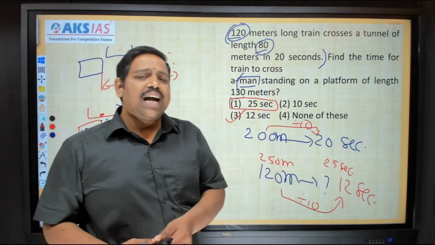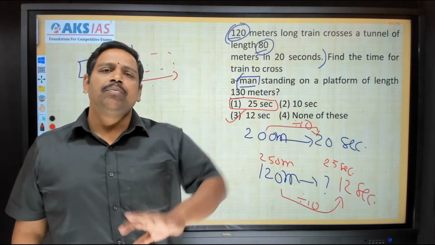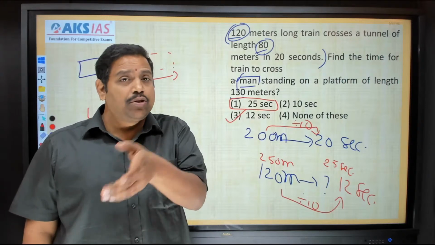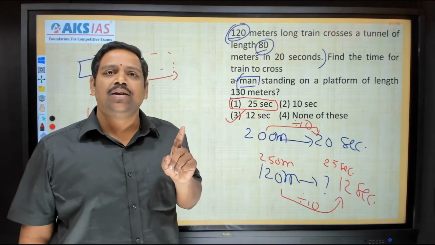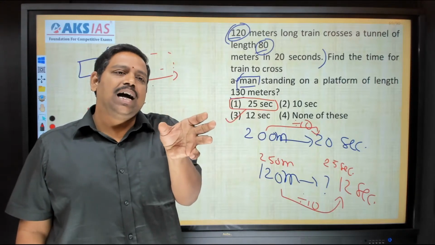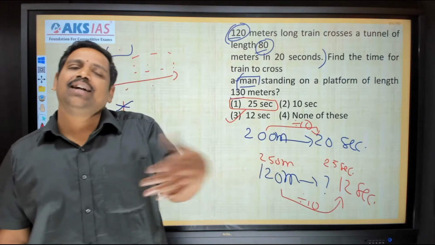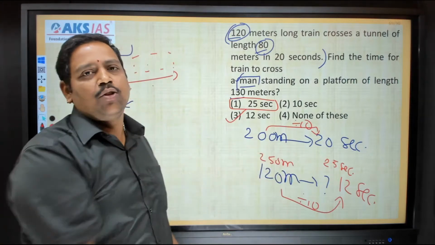Because where there is a chance of confusing you, he will confuse you. Whatever answer you get through confusion will be given in the first option. This is the psychology of the paper setters. So don't fall for their trash. Right, now let's enter into the next question.